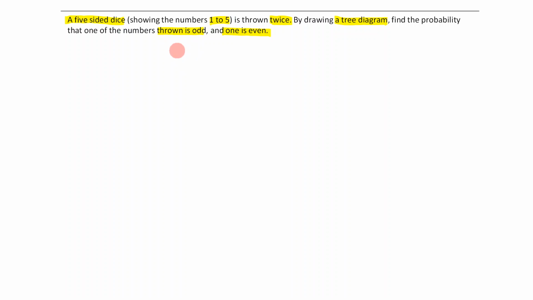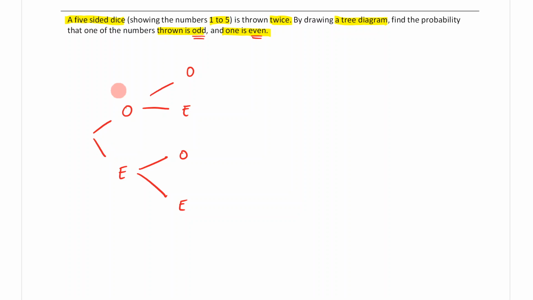Reading it through again, you can see that I'm only really concerned with odd and even, aren't I? So let's just draw an odd and even tree diagram. So I could either get an odd number or an even number, an odd number or an even number, an odd number or an even number. So odd or even, odd or even, odd or even. Let's see if I can draw that a bit nicer. There we go.